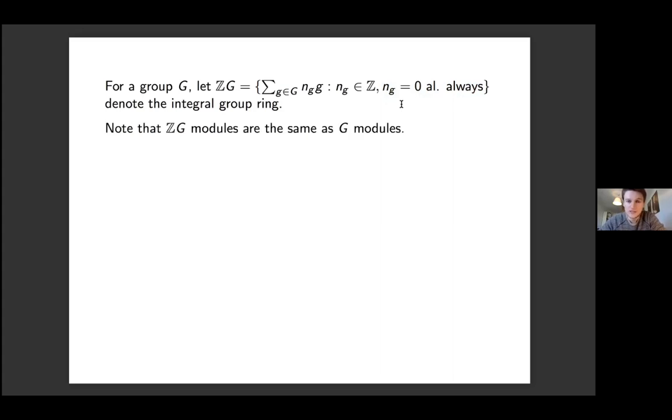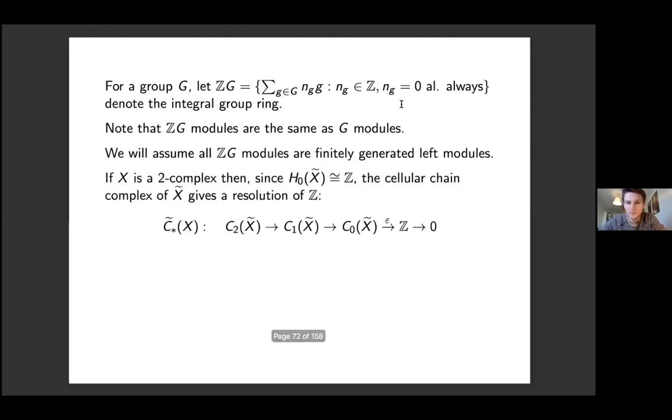Okay, and note that ZG modules are exactly the same thing as G modules, which you may have seen in other contexts. When you define a module, you need an action of ZG on an abelian group, which is a sort of ring action, but this is just the same data as an action of a group on the abelian group. So ZG modules are basically just an abelian group with a group action on them. And we'll also assume that ZG modules are finitely generated left modules from now on.